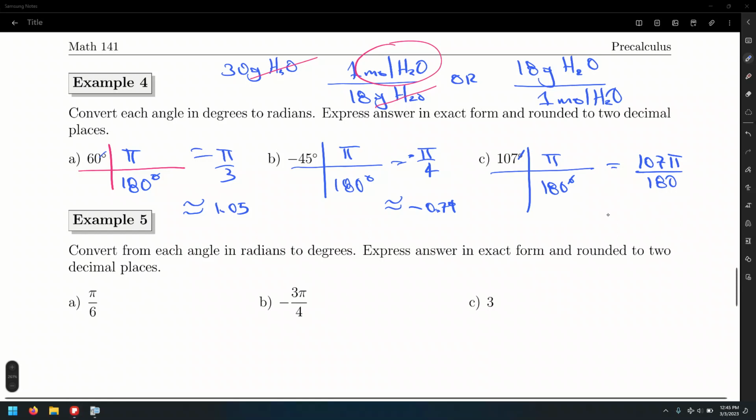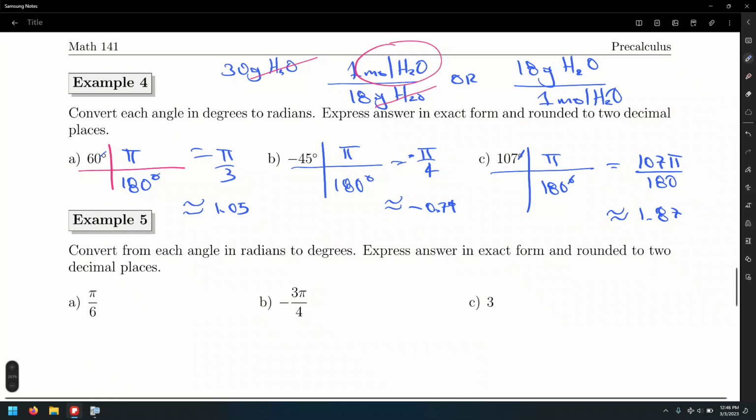But of course, we want this using decimals. That's 1.87 radians. All right, and no need to write the word radians. Actually, recall that these angles in radians are unitless. We don't need to write anything else.